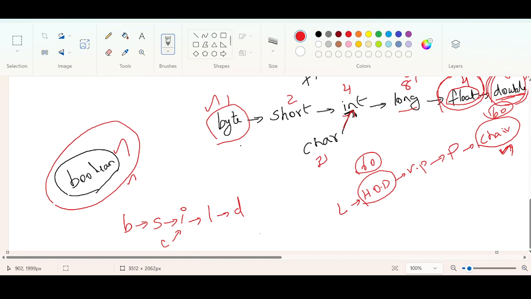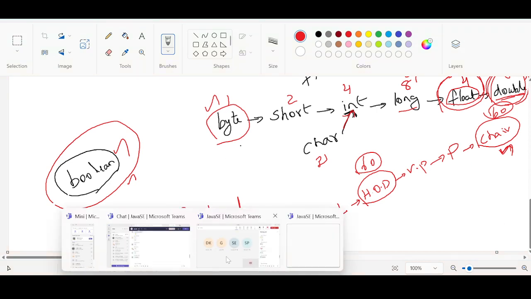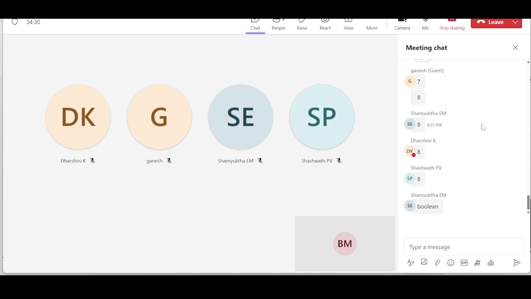Are you able to follow this? Just type in the chat box. Everyone.